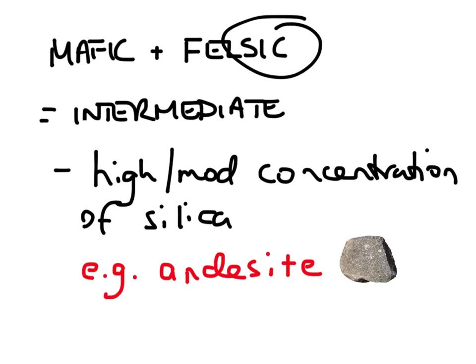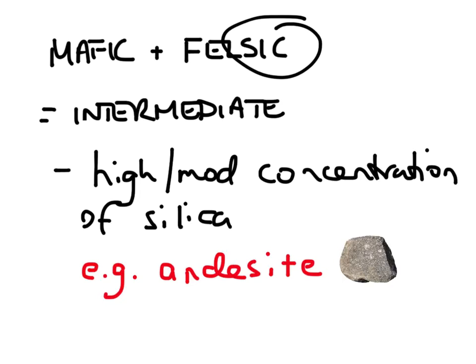An example of an intermediate rock that I'd like everyone to remember that is formed in this sort of boundary is andesite. Largely an extrusive igneous rock, intermediate mineral composition. You can see it's got a grey colour there with visible spots. I don't think it's crystals though.